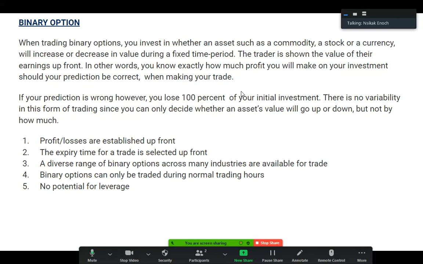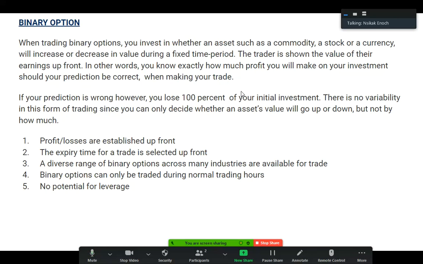So number one, profit or loss is established upfront. That is, if you are buying and you want to make a profit, the price should close above the strike price. The expiry time for a trade is selected upfront. Also, you can choose any expiry time you want. A diverse range of binary options across many industries are available for trade.